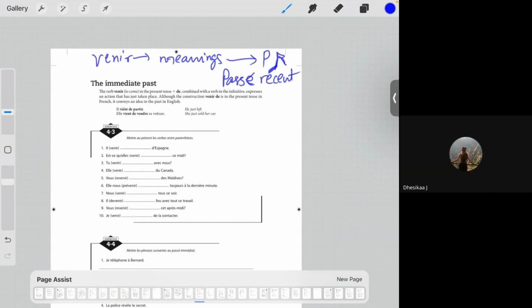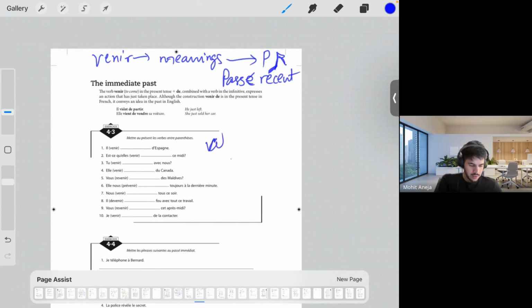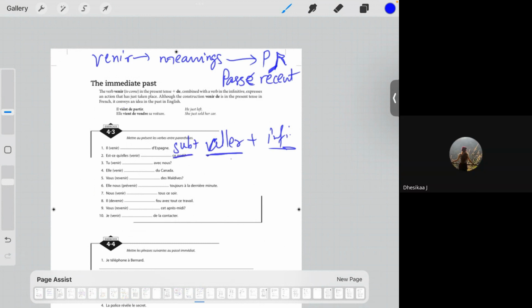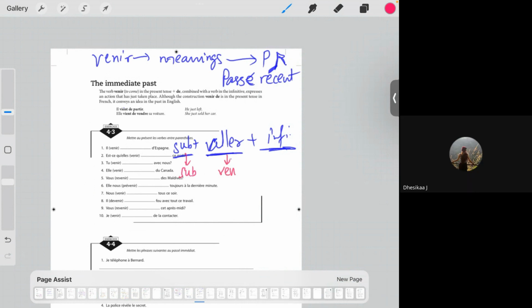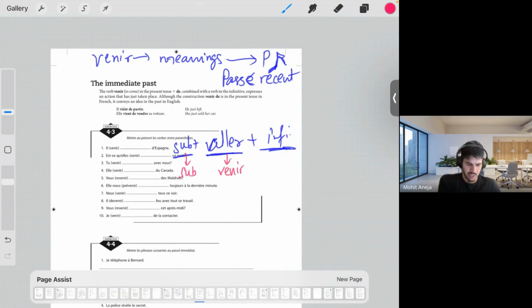Remember we used to do aller plus infinitive. There were two components, subject followed by the verb. That was our future, the future past. But what is the difference here? Here the subject will remain the same, so here it's sujet, venir, and the infinitive will remain the same.